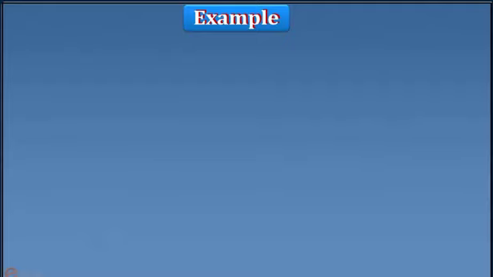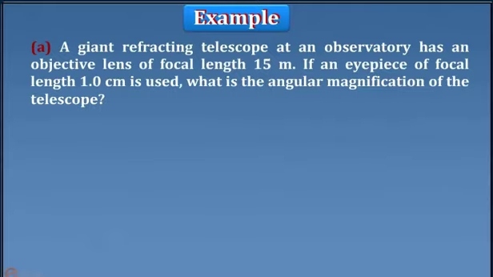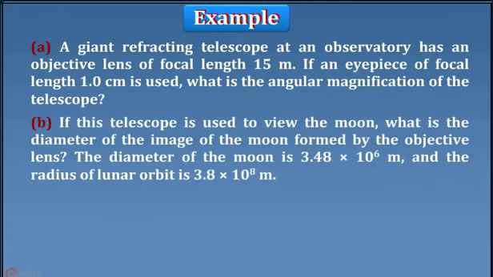Let us have an example over the telescope. First part. A giant refracting telescope at an observatory has an objective lens of focal length 15 meters. If an eyepiece of focal length 1 centimeter is used, what is the angular magnification of the telescope? Second part. If this telescope is used to view the moon, what is the diameter of the image of the moon formed by the objective lens? The diameter of moon is 3.48 into 10 to the power 6 meters and the radius of lunar orbit is 3.8 into 10 to the power 8 meters.